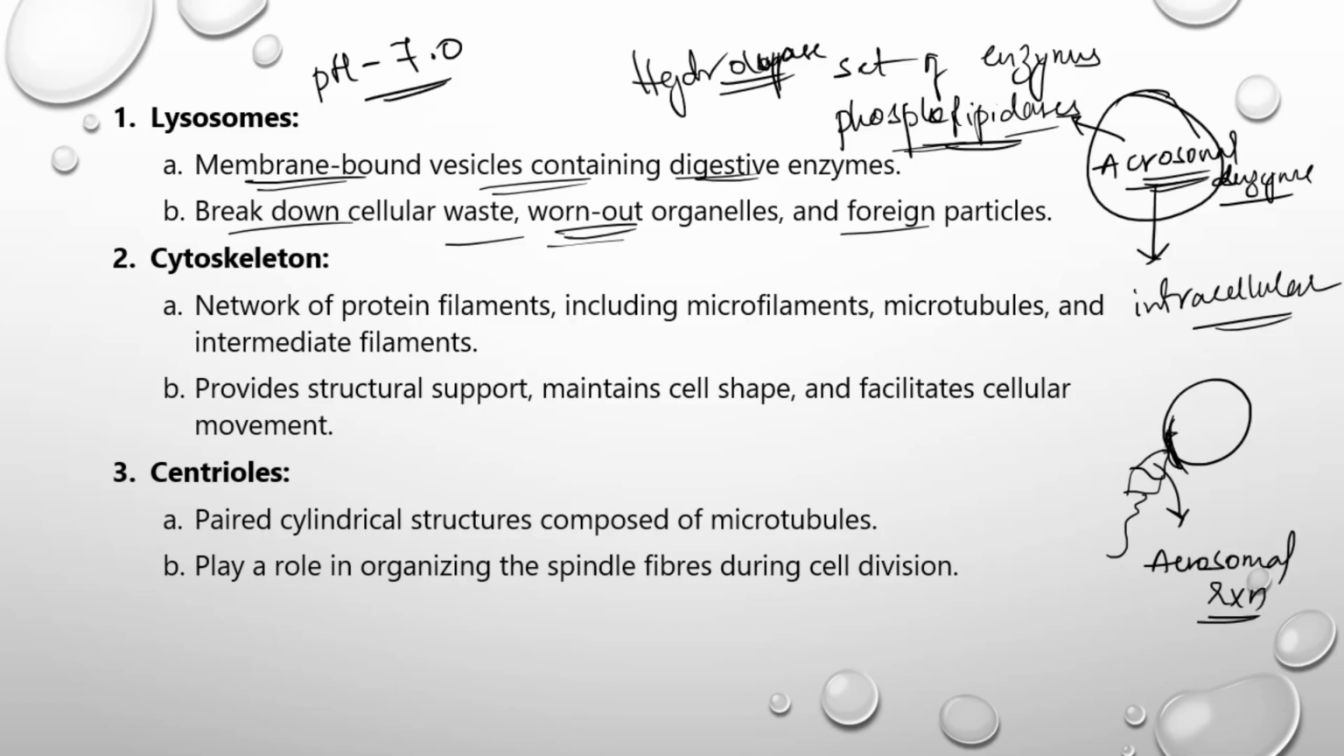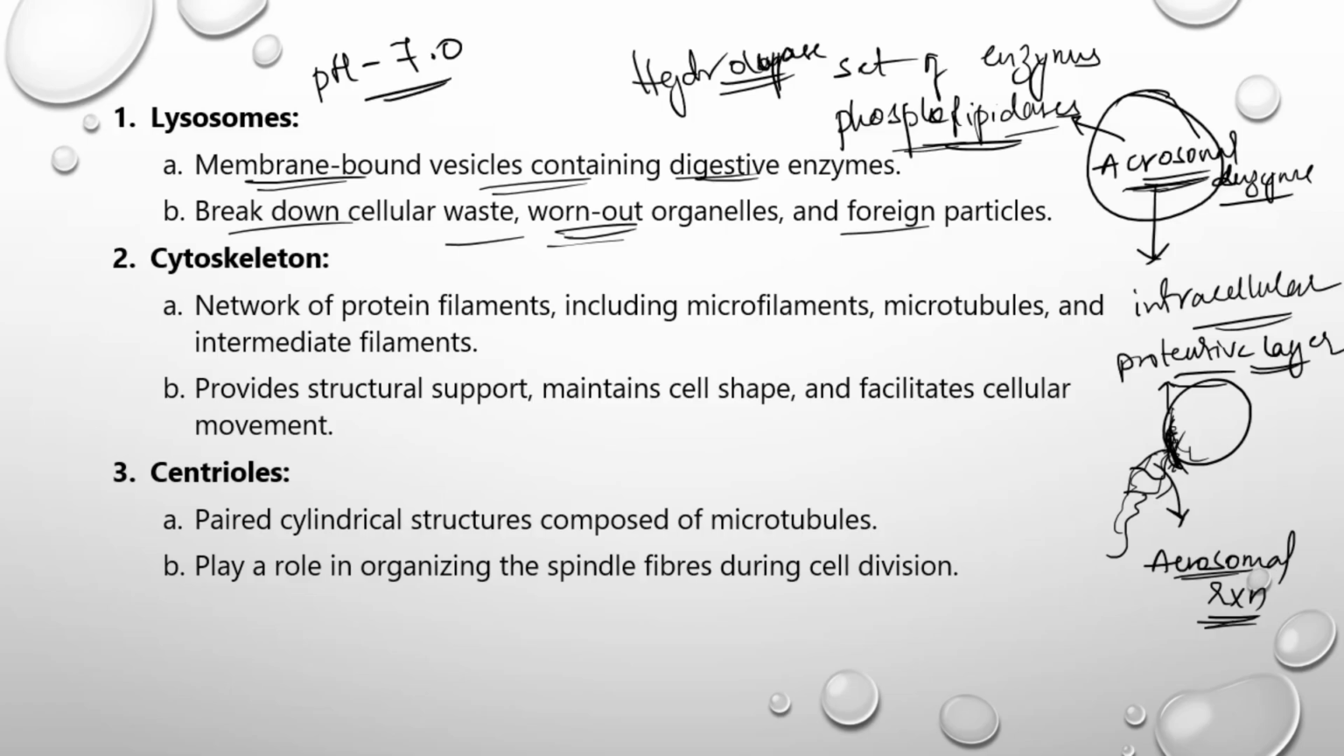Due to the acrosomal reaction, the acrosomal enzymes present in the lysosome of the sperm cell come out and dissolve the protective coating present over the oocyte. That protective layer is digested and dissolved by the action of acrosomal enzymes. Is that clear, students? Did you understand the example?